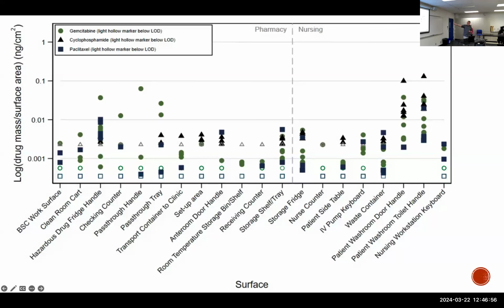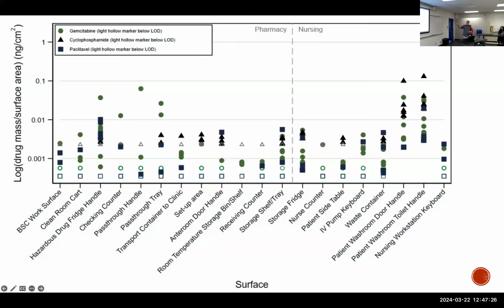You can go across just a few to the hazardous drug fridge handle. So these are all surface wipes from us. We did no air samples. And you can see that the range of variability increases by an order of magnitude. And if you go far to the right, you can see that something like the patient toilet door handle, and this is well-known information that we've been basically replicating, has 3 or 4 orders of magnitude in variability, and the exposure levels can be very high.